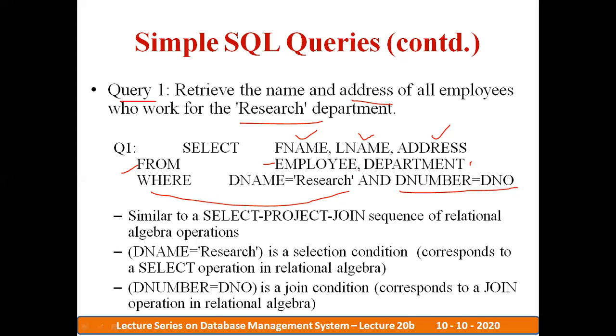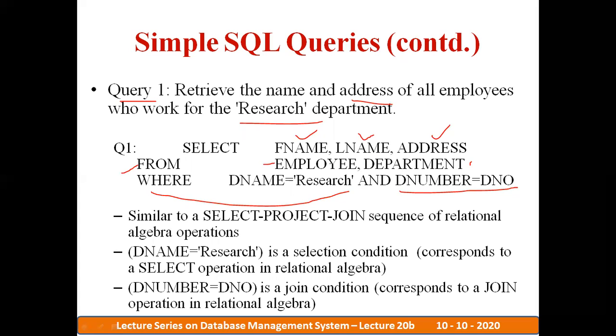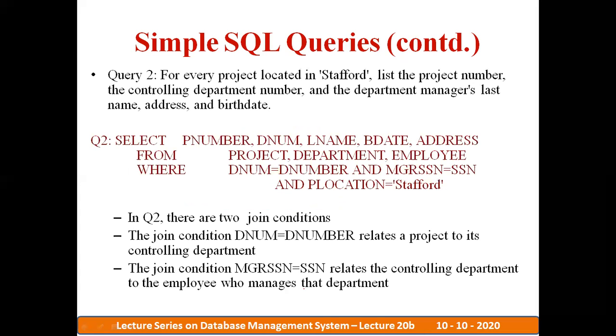In the previous example, we have only taken a single relation, that is a single table, employee. But in this example, we have taken two tables, that is the employee and the department. Now, here in this case, what is the difference between the previous two examples and this one? Here in this case, we are concentrating on three relations, three tables.